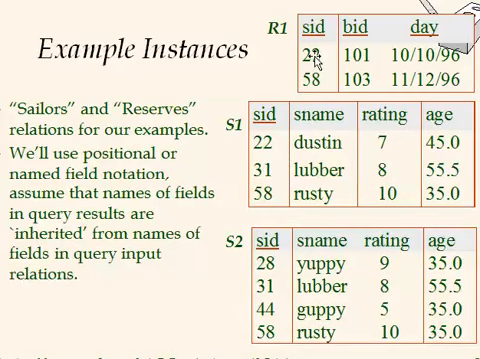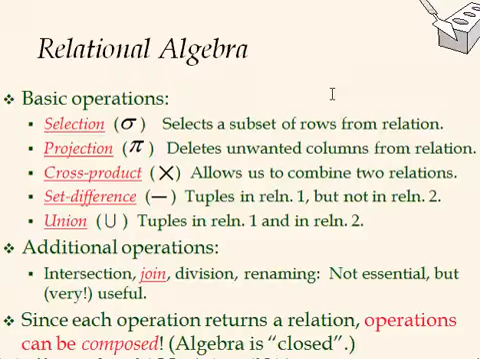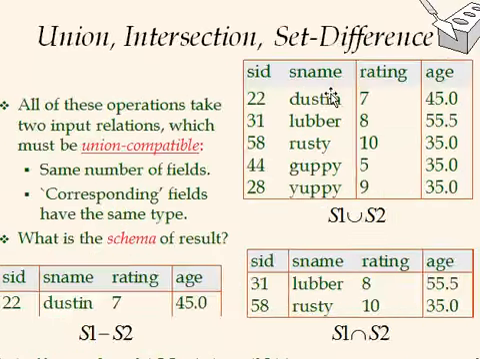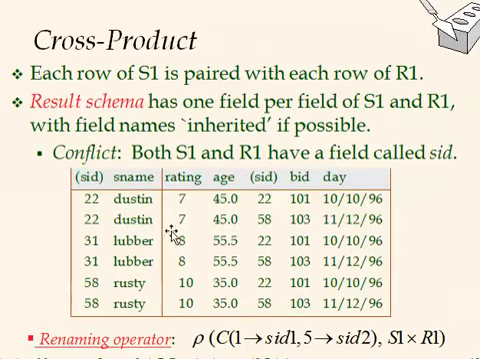So for example, the SID 22 and 58: 22 should be paired with each one of these, and 58 should be paired with each one of them. So it will be 2 elements times 3. We should have 6 elements as the answer. So here are my 6 elements, in which each one of the elements from one table is paired with the other element of the other table.